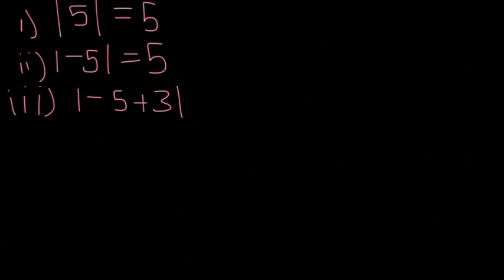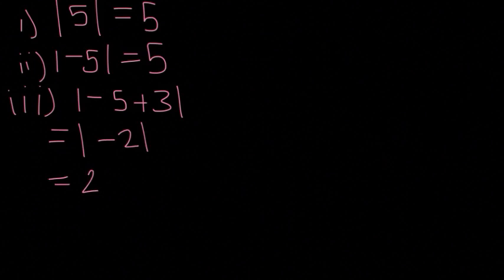If we have the absolute value of minus 5 plus 3, then if we do the order of operations and complete the processes that are inside the brackets, minus 5 plus 3 will give us minus 2, and the absolute value of minus 2 would be 2.